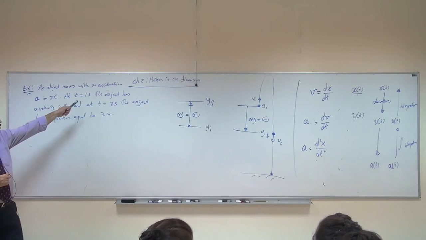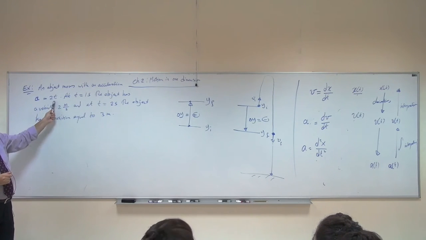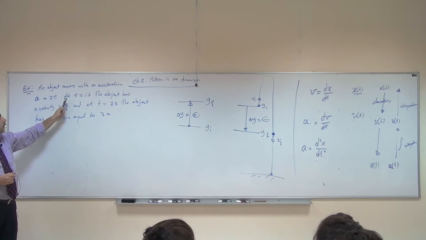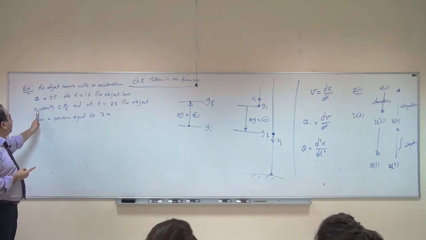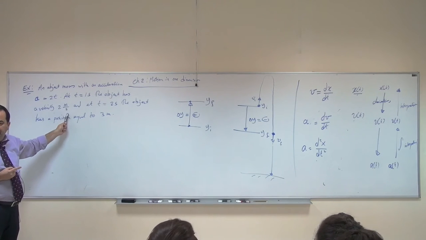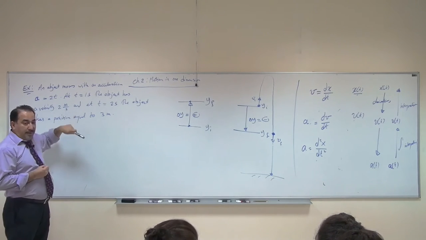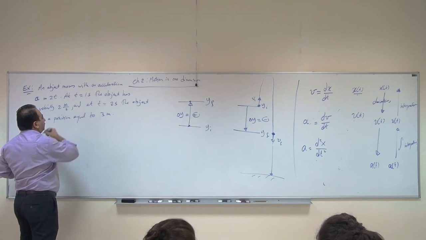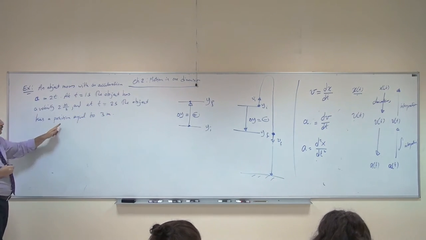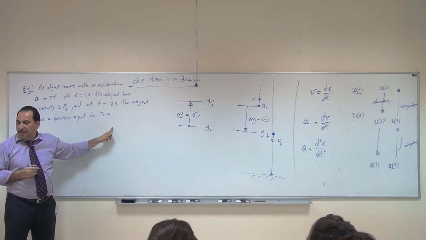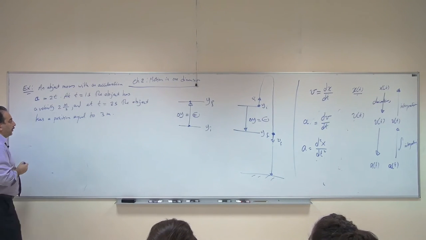So an object moves with an acceleration a equal to 2t. At t equal 1 second, the object has a velocity of 2 meters per second, and at t equal 2 seconds, the object has a position equal to 3 meters. Okay, what's the question here?